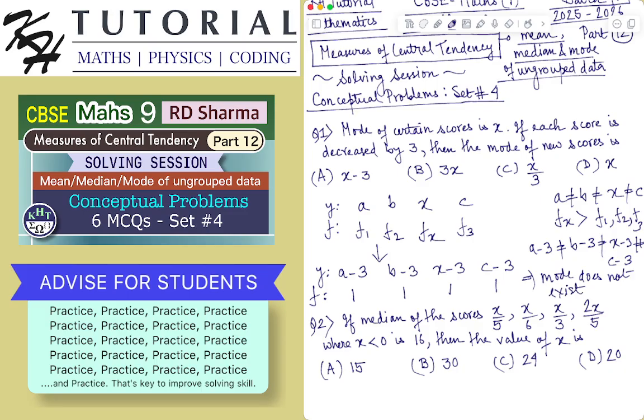And if, let's say, the frequencies are the same, if we assume that only the scores are changing, scores are becoming a minus 3, b minus 3, x minus 3, c minus 3, and the frequencies are the same, then obviously the frequency of x minus 3, that is fx, is the maximum, so the mode will be x minus 3. So this question is not very clear to me, so I'm sorry I could not properly solve this problem.